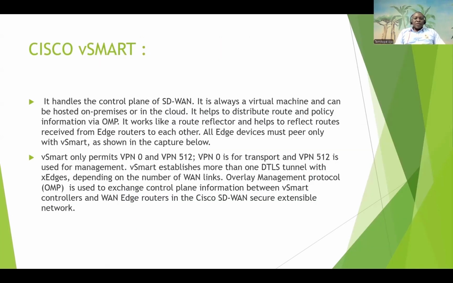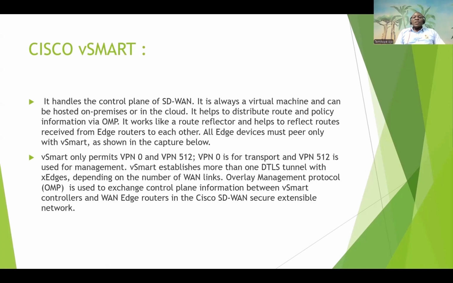This box only permits VPN 0 and VPN 512. It means that you can only configure those two VPNs on it. VPN 0 is your transport, while 512 is for management. If you try to configure another VPN, it will not take it. You will see that when we are doing the lab.